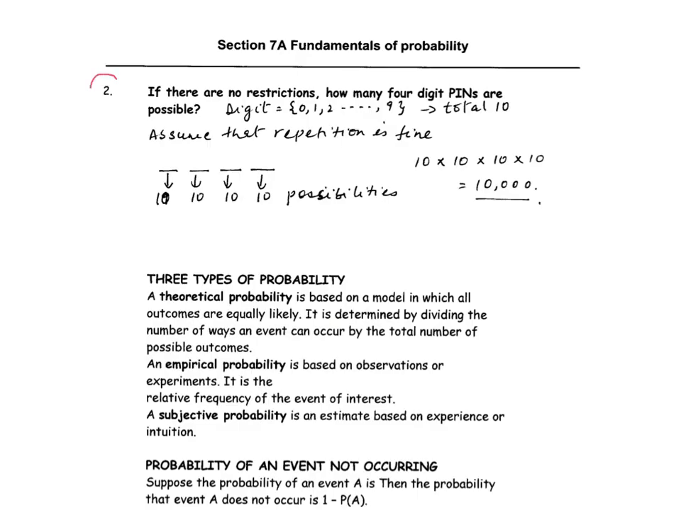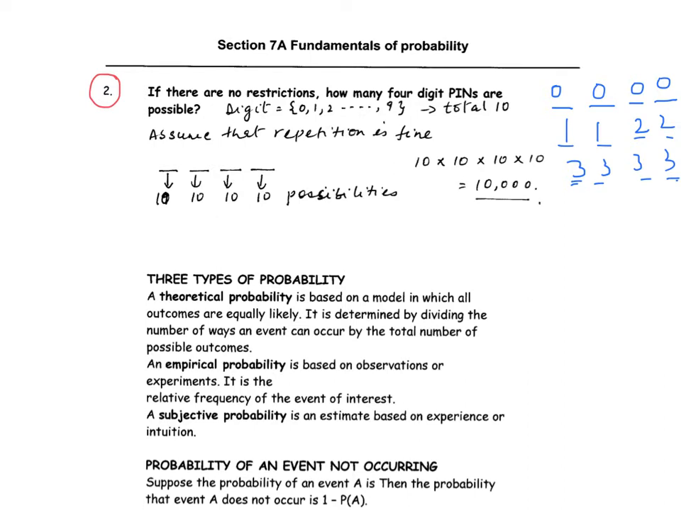Now, 4-digit pins is just another example of the multiplication principle. If there are no restrictions, how many 4-digit pins are possible? So a 4-digit pin looks like 1, 2, 3, 4. It could be anything. For example, it can be 0, 0, 0, 0. That's a possibility because there are no restrictions. So it can be 1, 1, 2, 2, or it can be 3, 3, 3, 3. So your 4-digit pin, we always select these 4-digit pins for ATM and other things, can be anything. How many possible 4-digit pins do we have?